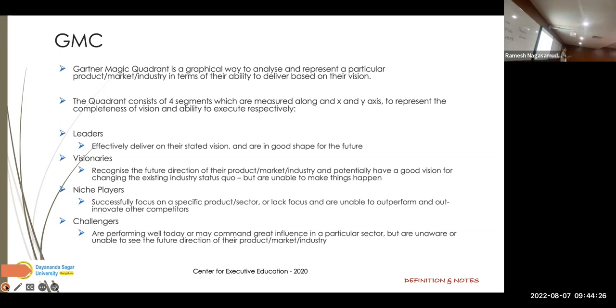Nobody wants to. I mean, it's quite risky, right? Putting your neck into this. So challengers are performing well today. They command a great influence. So challenger, Bajaj, they are doing very well today. They have a great influence in the auto sector. They are unable or unaware of the direction they should go.